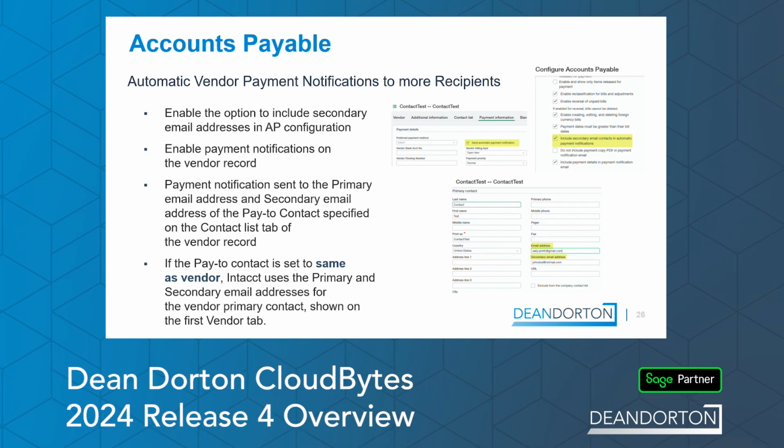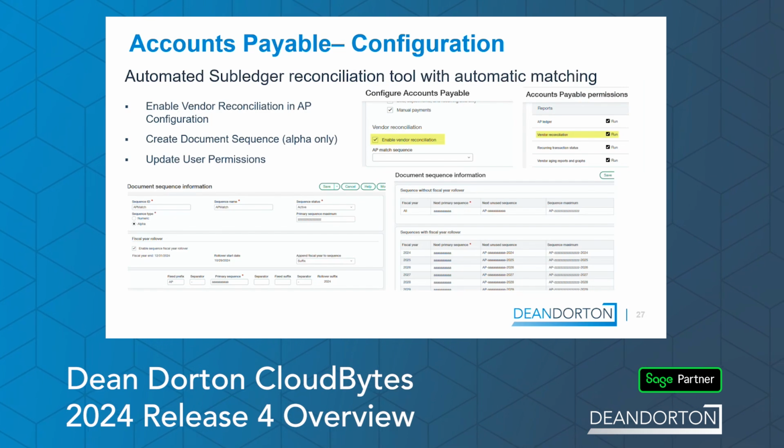Payment notifications into the primary and secondary email address of the pay to contact specified on the contact list tab. So on the vendor record, there will be a pay to contact stipulated. That pay to contact can have multiple email addresses. Notifications will then be sent to both primary and secondary email addresses. Okay. So that's expanding that notification capabilities.